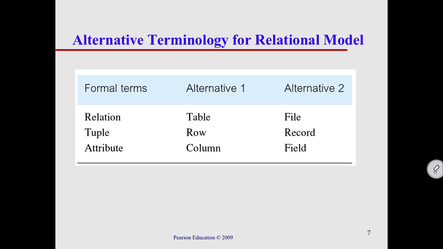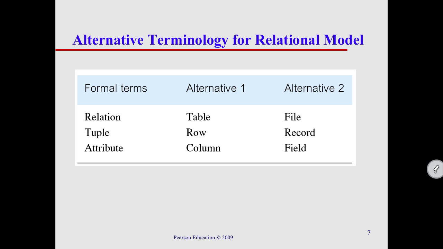Okay. This one slide you do want to pay attention to. The reason is that each of the terms we've talked about, relation, tuple, and attribute, has 3 different ways of referring to it depending on who you are. So if you're an academician, you probably use the formal terms on the left. You probably say relation, tuple, attribute.